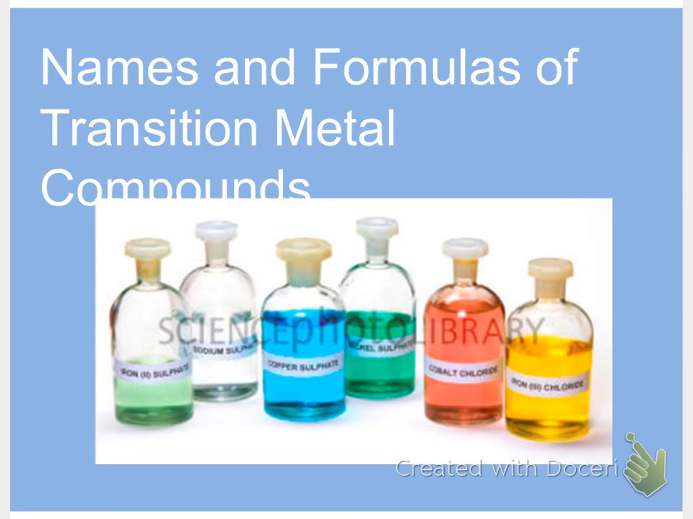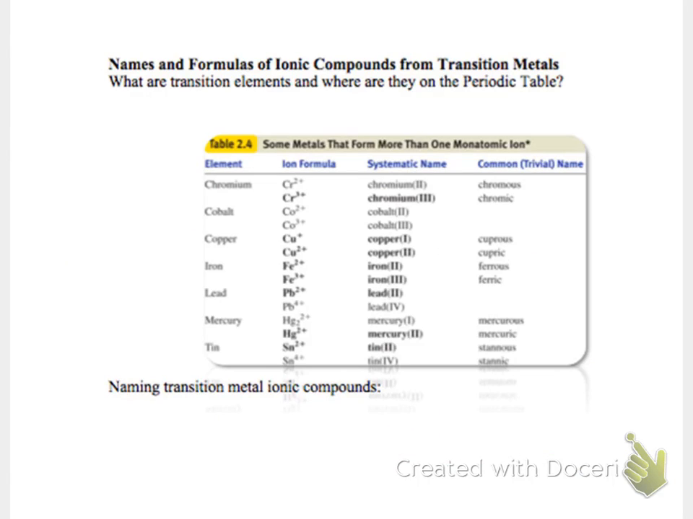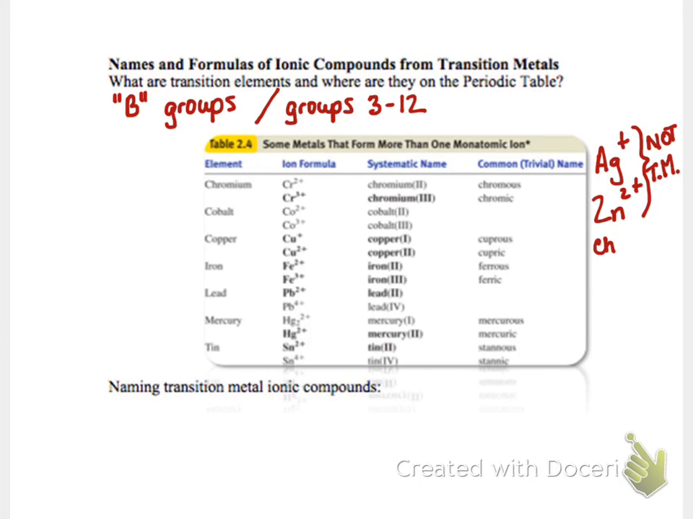This podcast is about naming and writing the formulas for ionic compounds that have transition metals. So, the names and formulas for ionic compounds from transition metals. Remember that transition metals are the elements that are in the B groups, which are groups 3 through 12 in the periodic table, the ones in the middle.